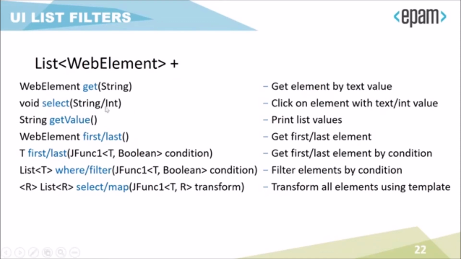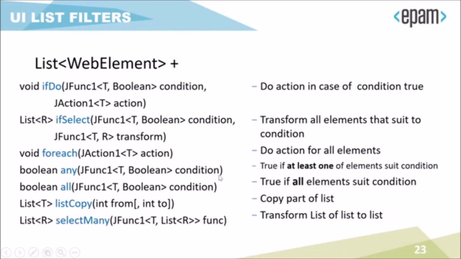You can do select by text or by index. This is like select: find the element by index or by text and then click on it. You can get the values for the whole list separated by commas. You can find the first or last element, or the first or last that suits some condition. You can do the things that can be done using streams on these lists, but in a simpler way. You can do filters, so you can do some selects or mapping of the elements.